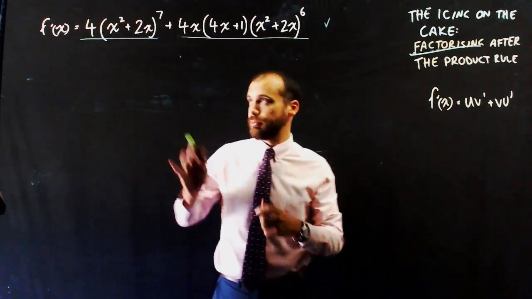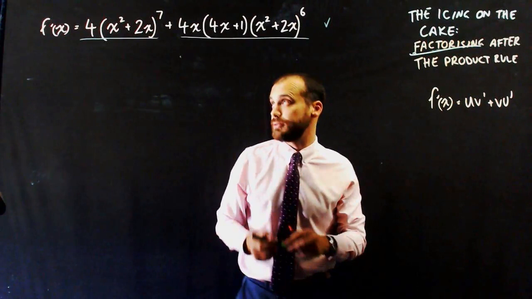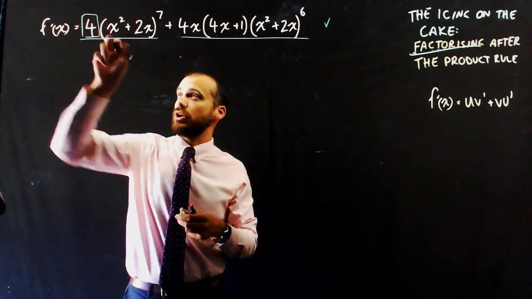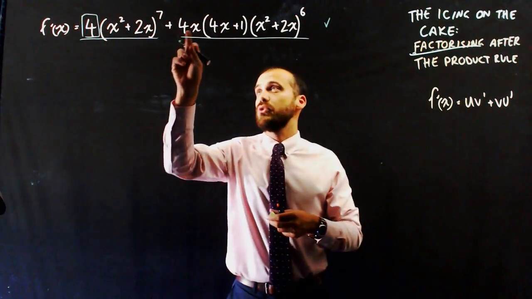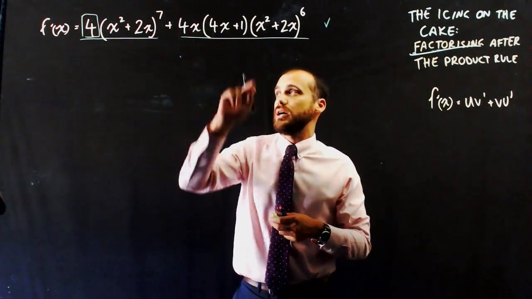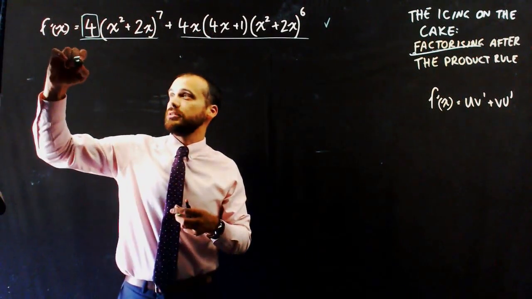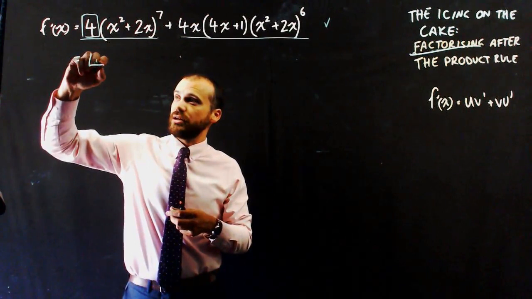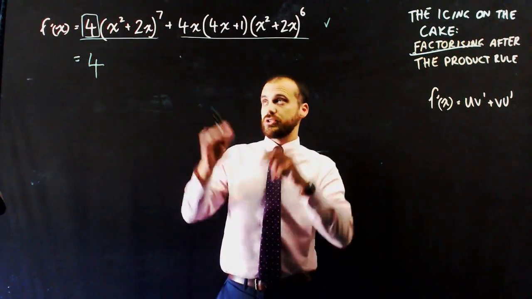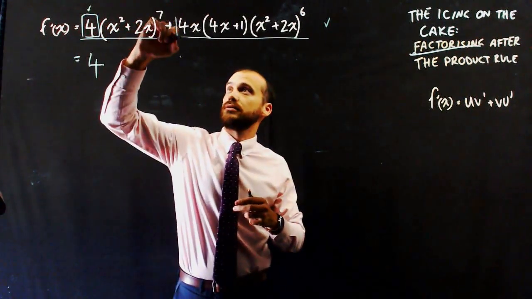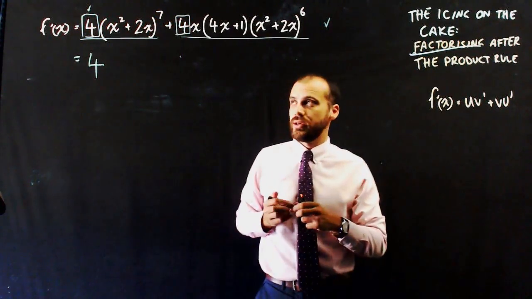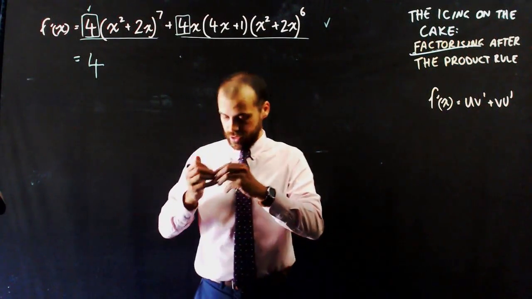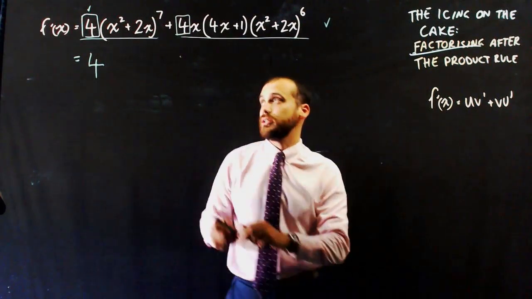And you should note a couple of common factors here. So this is 4 times that, and this is 4 times x times that. So we have a common factor which we can bring on the outside, and that common factor is the number 4. So there's our first common factor. Tick, tick.